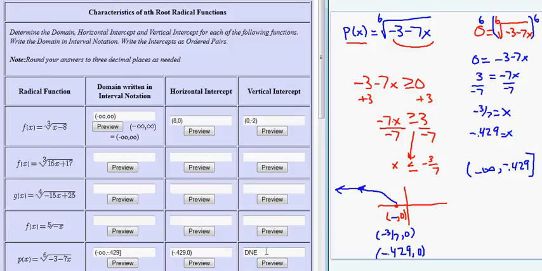And the very first thing I'm going to do after this video is change the code so that it says if your intercept does not exist, write DNE.